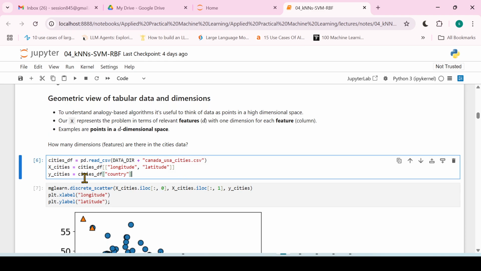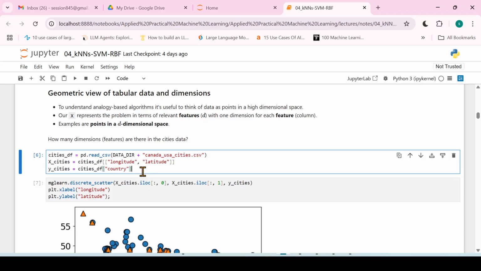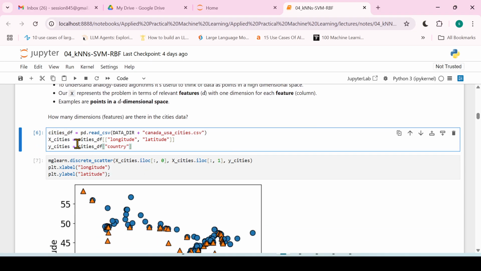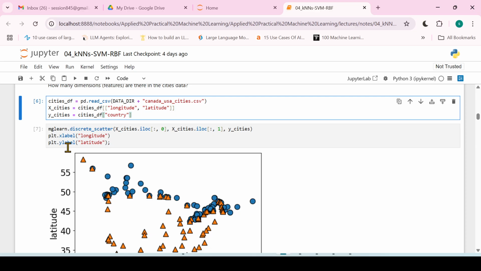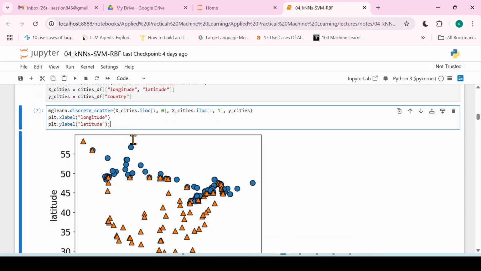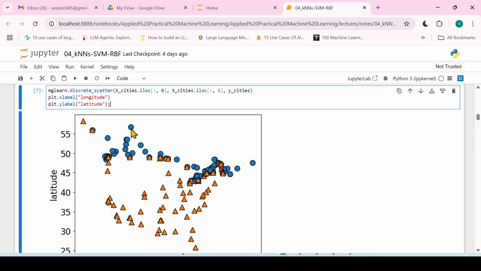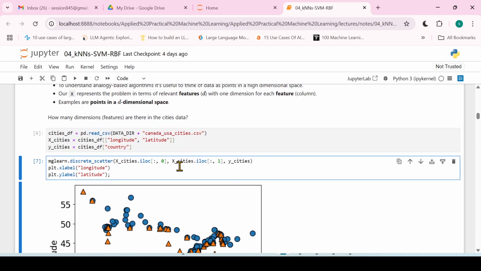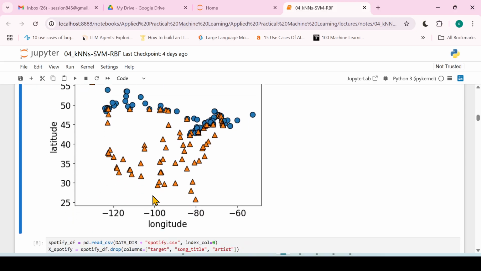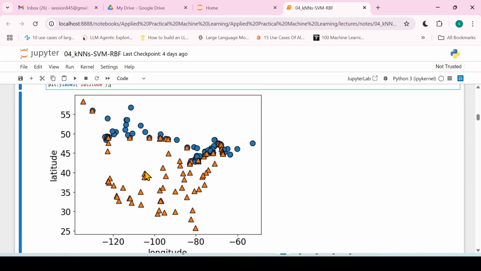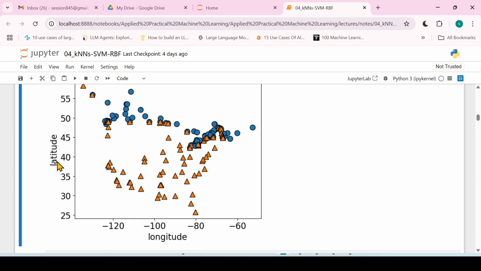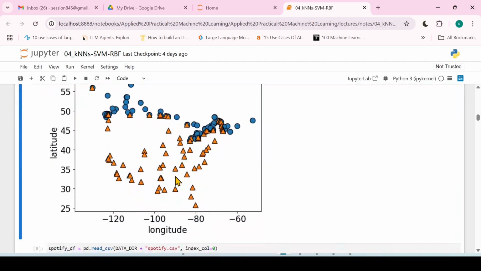Consider these examples. We have the city data set. We have separated x and y, and here we are just plotting our data. We can visualize this data because it is two-dimensional data. The first dimension is longitude and the second dimension is latitude, right?